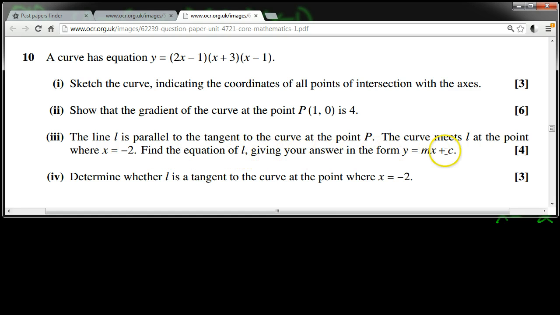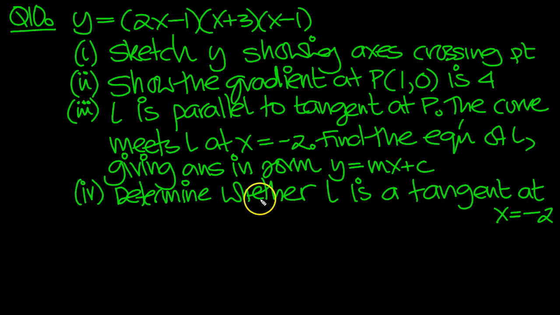Giving your answer in the form y equals mx plus c, determine whether L is a tangent to the curve at the point where x equals minus 2. Okay, so let's have a look at this then. What have we got then?